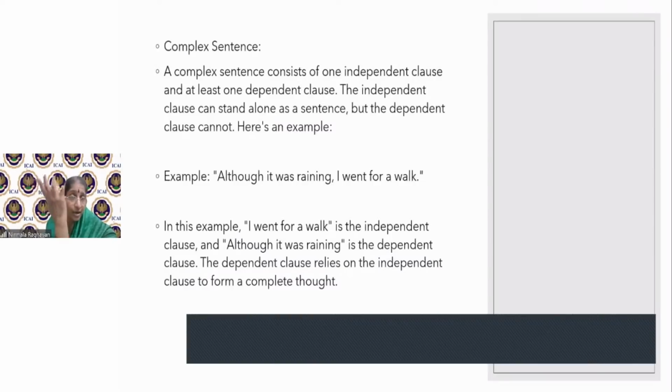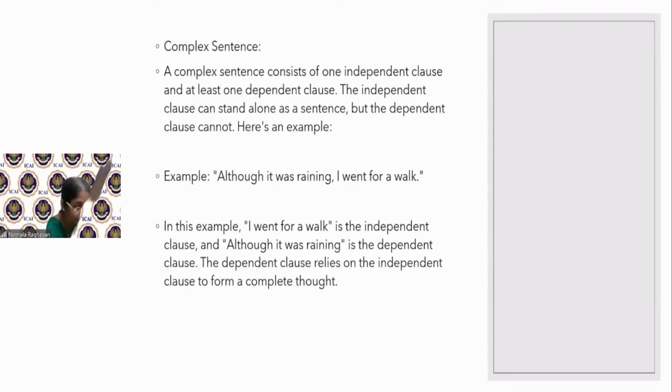Complex sentence. A complex sentence consists of one independent clause and at least one dependent clause. So a complex sentence can have a main clause and a subordinate clause. It can also have 2 subordinate clauses. Okay. It depends on the length of the sentence and how the author, the writer, or the speaker wants to design his sentence.